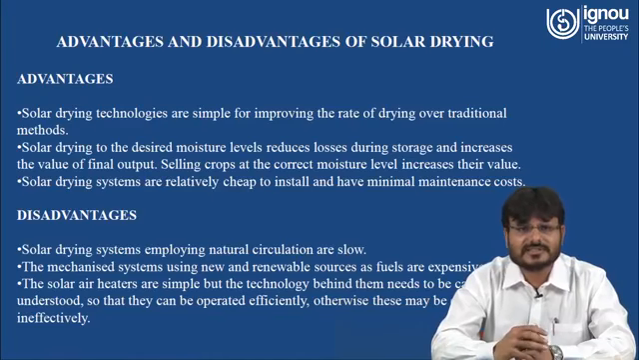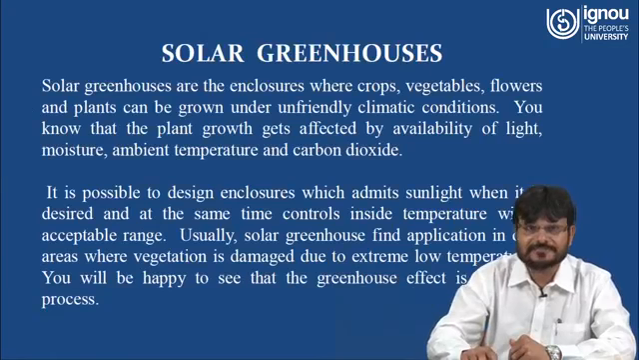What are the disadvantages? Solar drying systems employing natural circulation are slow. The mechanized systems using new and renewable sources as fuel are expensive to run. Solar air heaters are simple, but the technology behind them needs to be carefully understood so that they can be operated efficiently. Otherwise, they may be operated ineffectively.